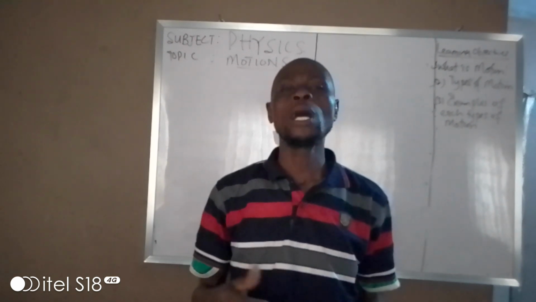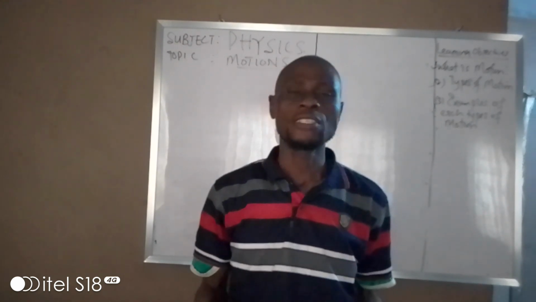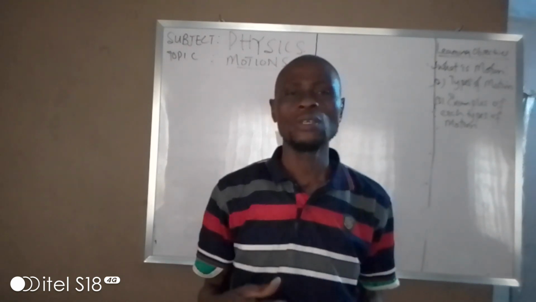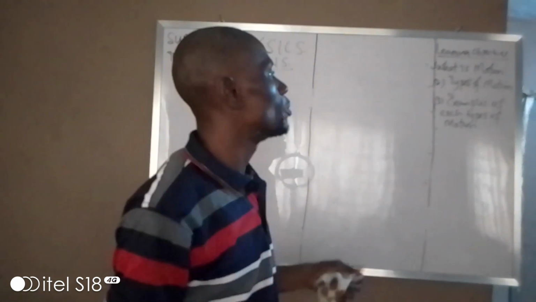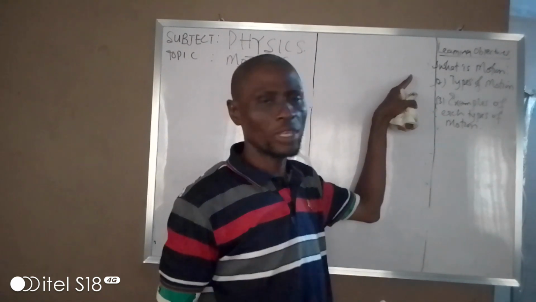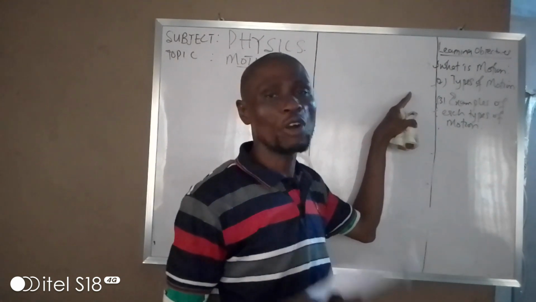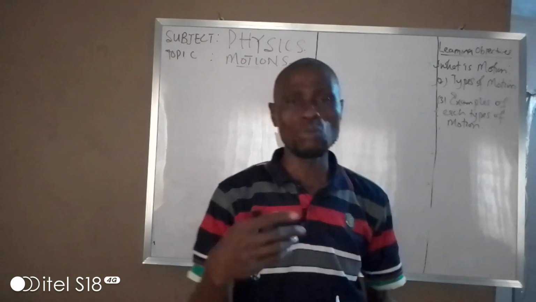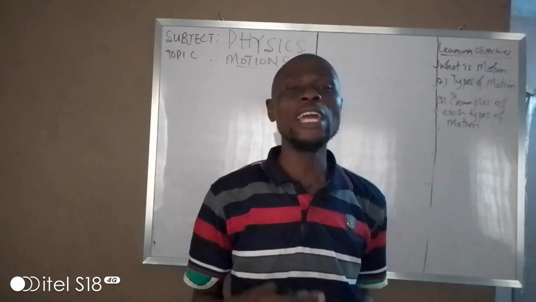Before we go further, as we normally do on this channel, let us first of all look at our learning objectives. That is, what are the things we are going to learn in today's subject and topic? Let's go by the learning objectives, one after the other. First, we are going to define what motion is. Then we move on to types of motion. We have different types of motion. And lastly, we are going to look at examples of each type of motion. So these are our three learning objectives.